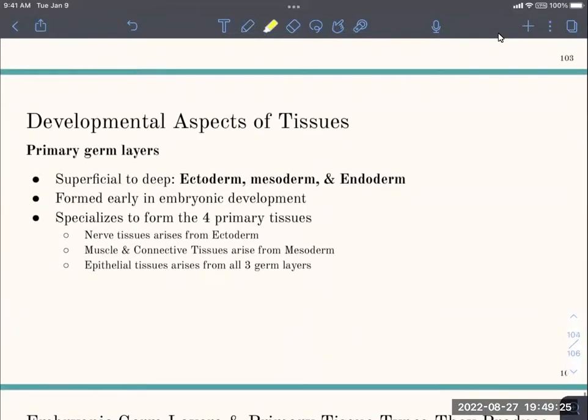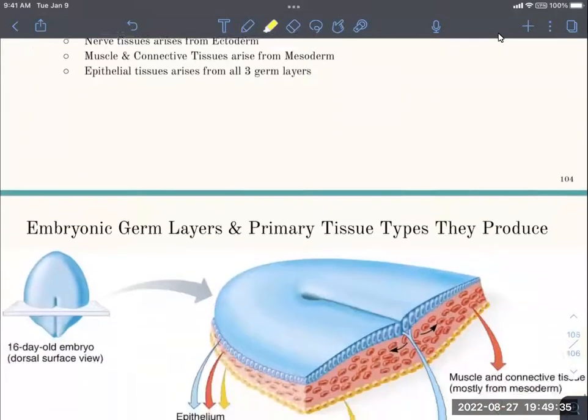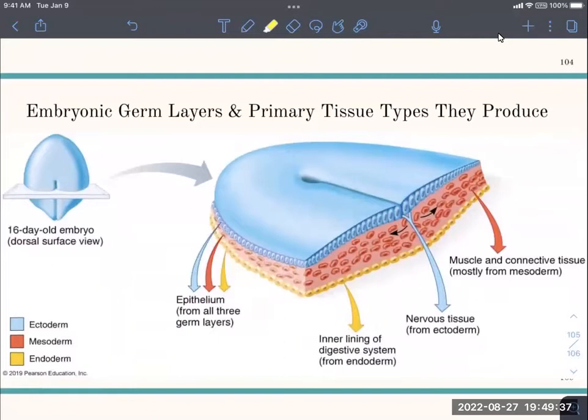Let's look at the developmental aspect of tissues. We have 3 layers of tissues that make up pretty much everything in the body. We have what is called ectoderm. Ectoderm is this blue layer at the top. That's where all of our nervous tissue comes from. So our brain, our spinal cord, our nerves, they all come from the ectoderm.